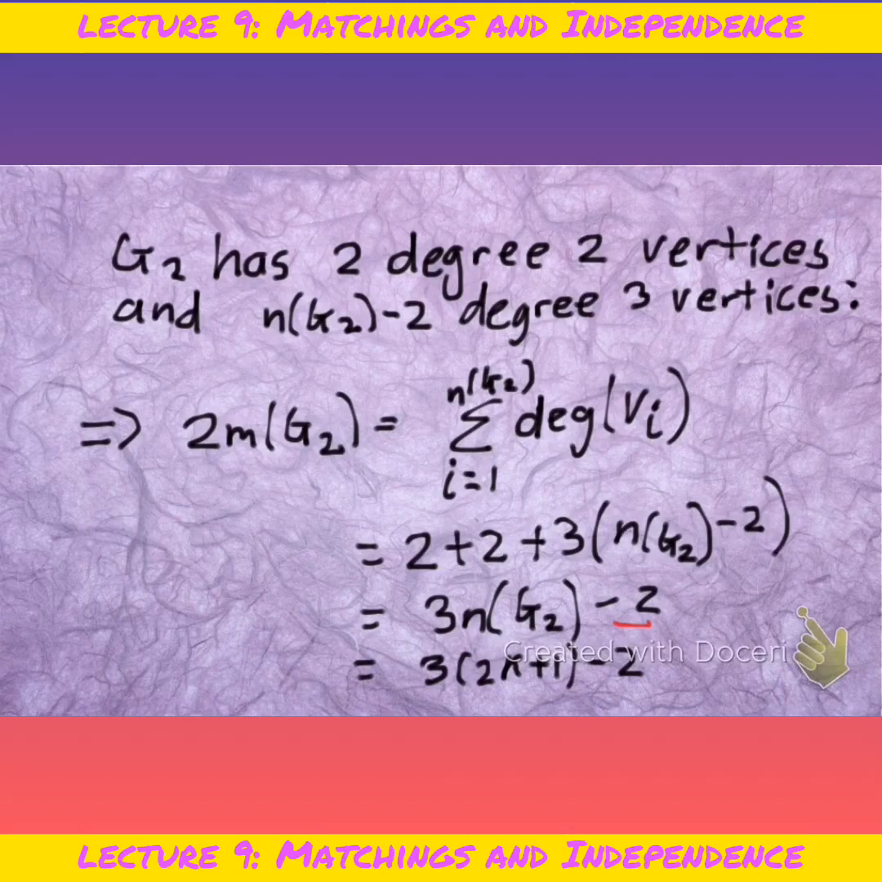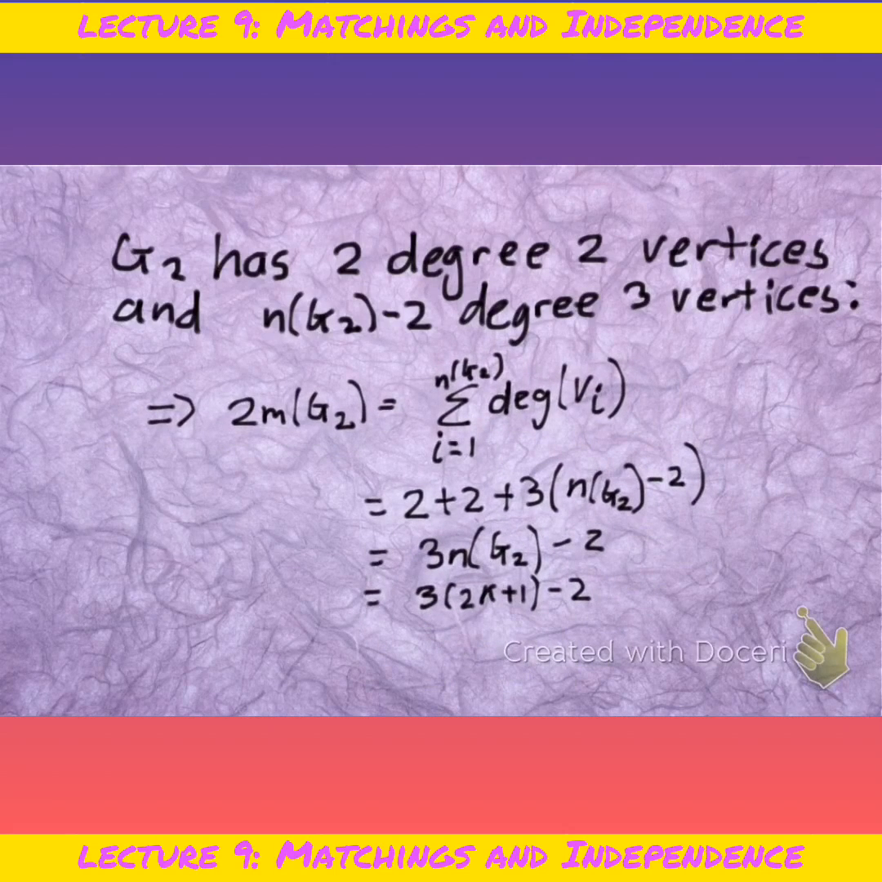And the order of G2 is odd, so we can replace it with 2k plus 1, where k is some positive integer, right? That is going to imply 6k plus 3 minus 2, and that is 2 times 3k plus 1, which is going to be odd. And that's a problem because you can't have an odd number equal to an even number. So that can't happen.